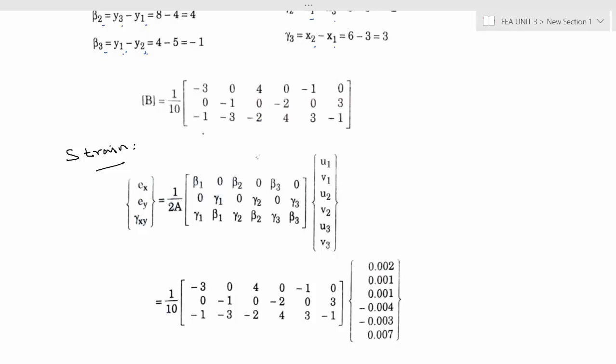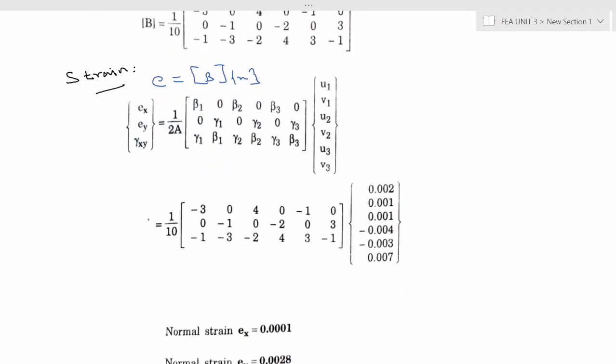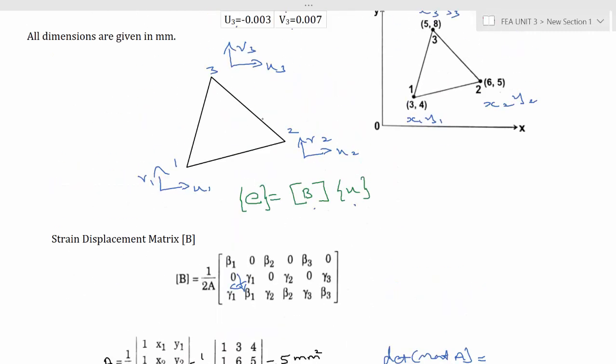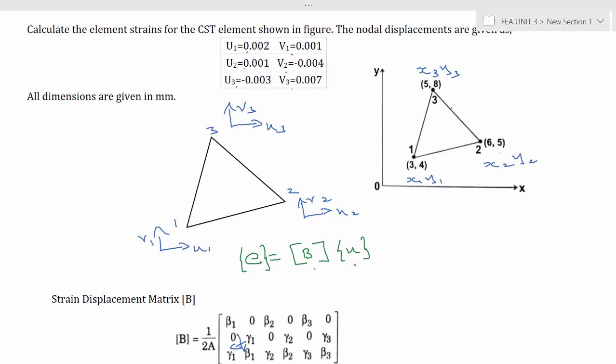So once after calculating the B matrix, I can go into the general equation, that is E is equal to B into U and E is Ex, Ey and gamma xy. Okay, fine. So this is my B matrix and here I have substituted the values of U, that is U1, V1, U2, V2 and U3, V3. So be clear about the units. Here I am solving all the units in mm. So the U values I have substituted in mm, and all the coordinates, that is x and y values, are given in the image as mm. Okay, so have a look at that. So here all the units are given in mm.